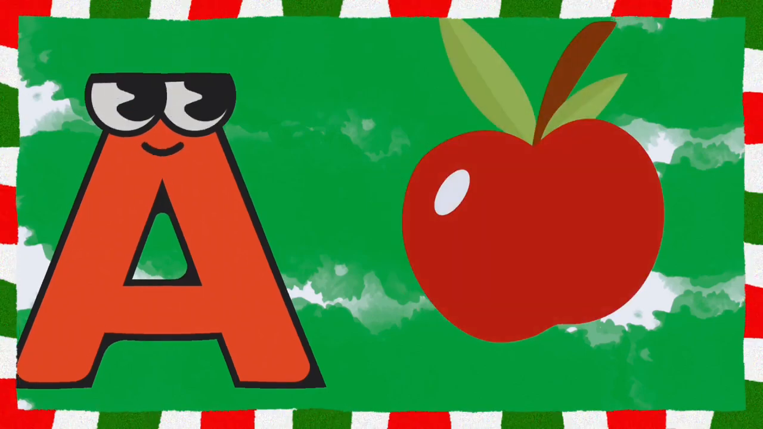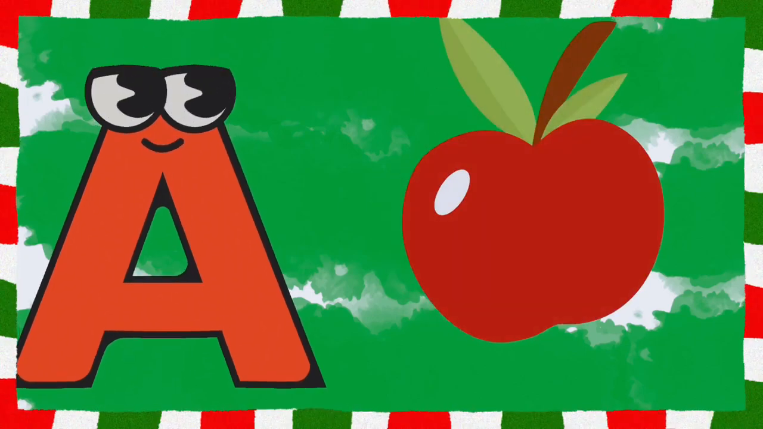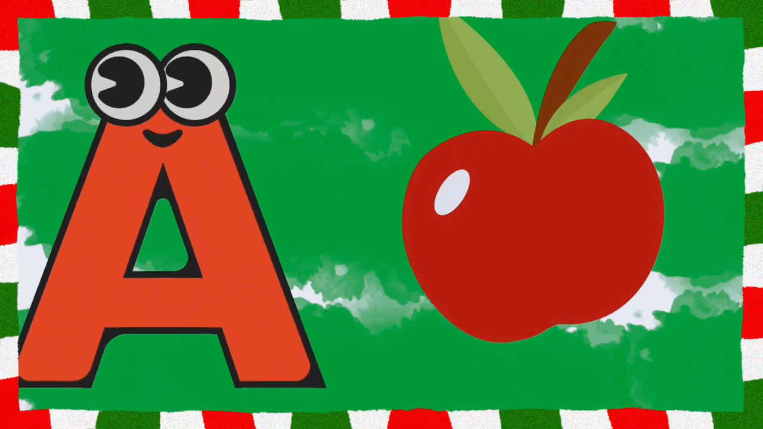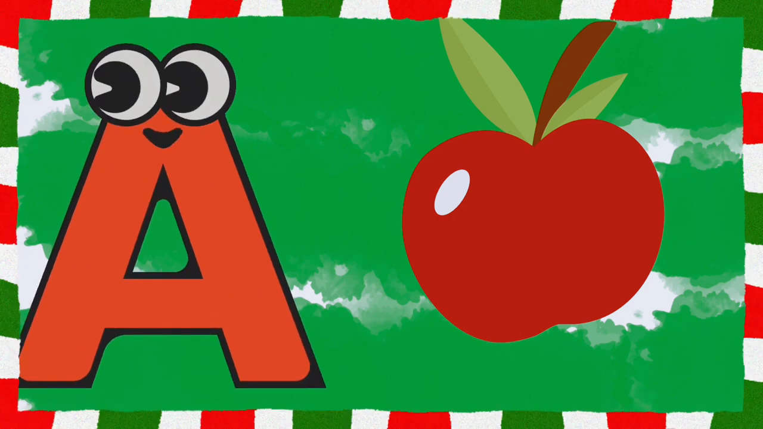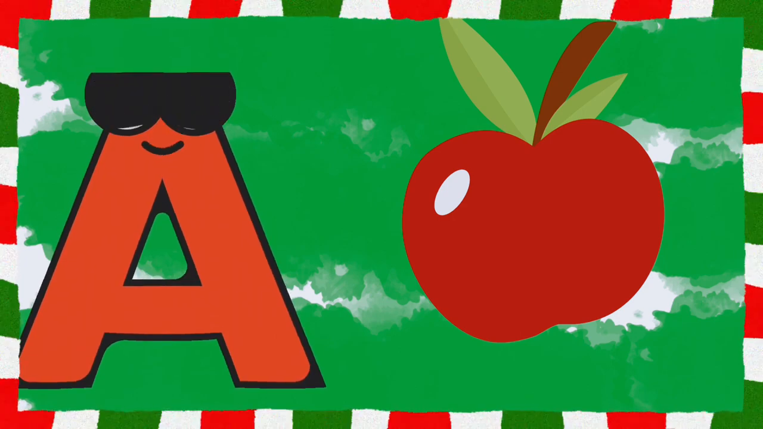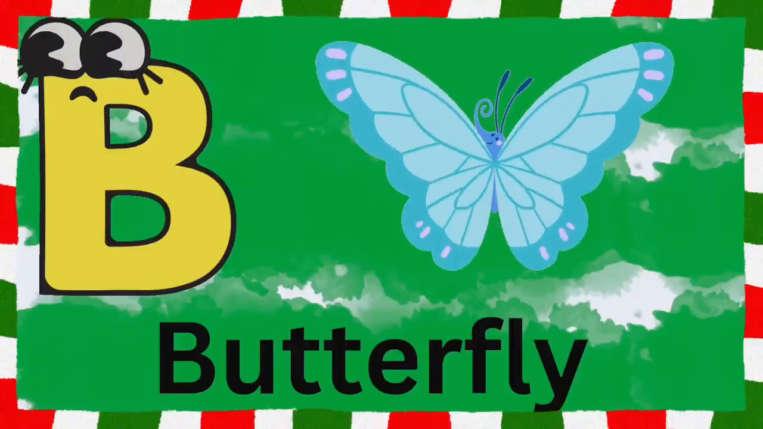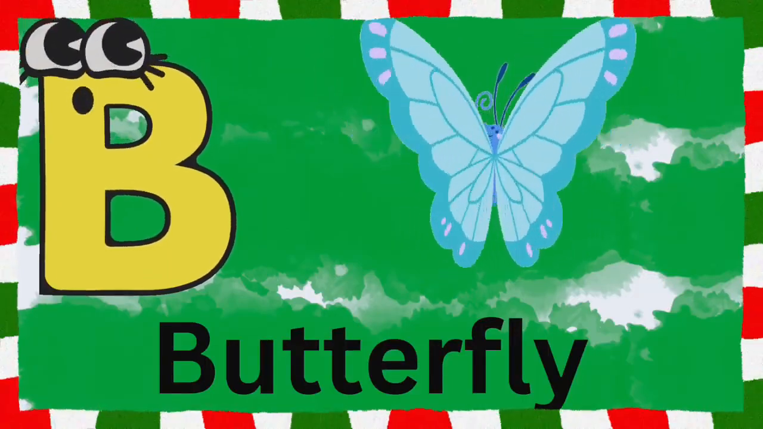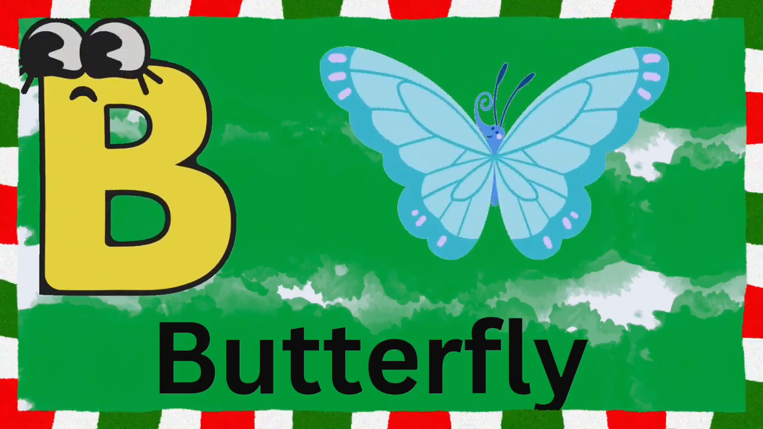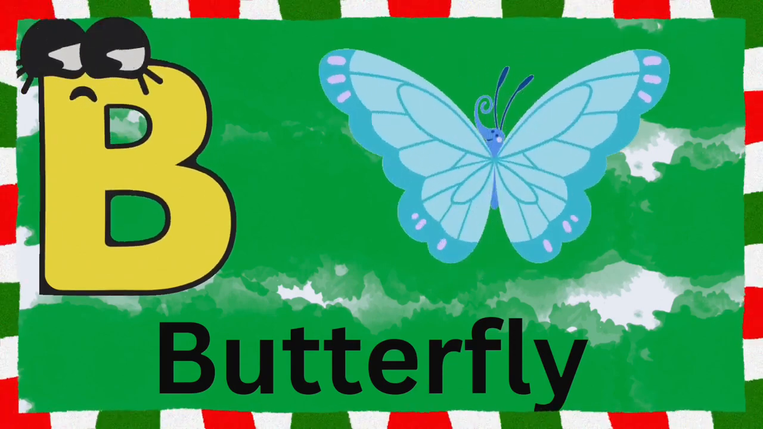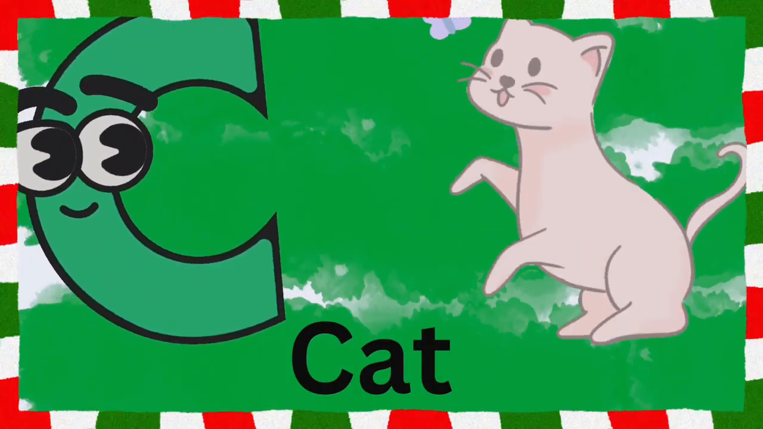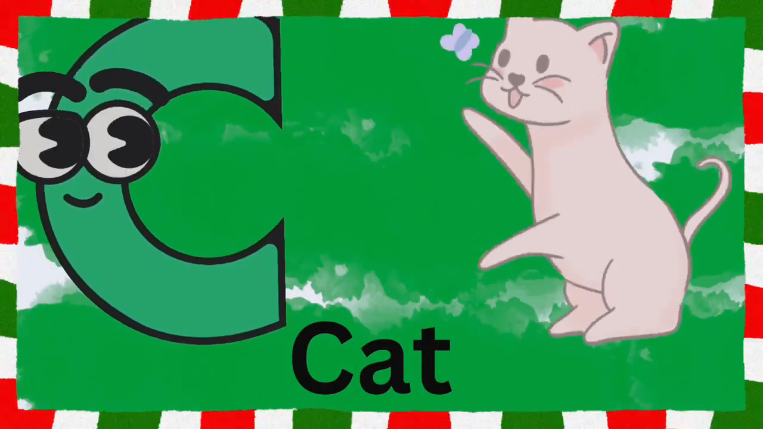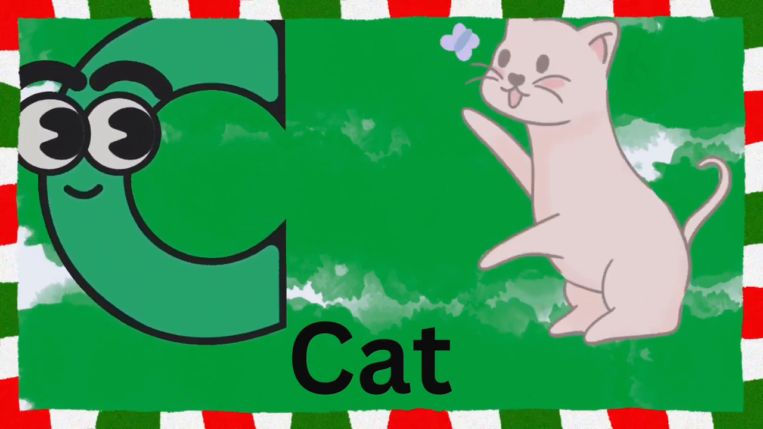This is letter A. A is for apple. This is letter B. B is for butterfly. This is letter C. C is for cat.